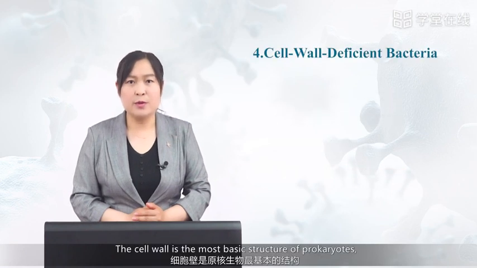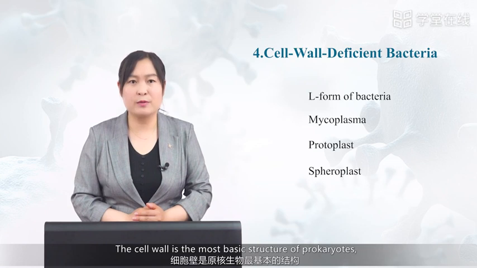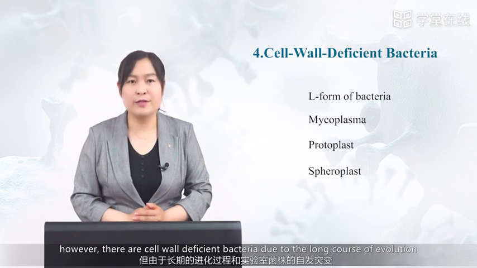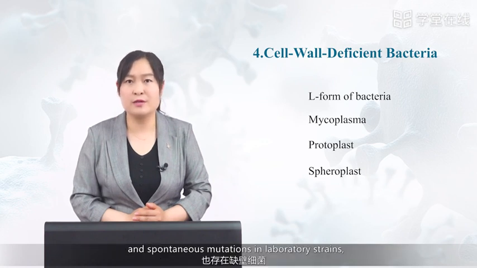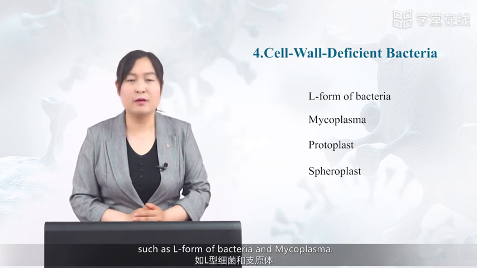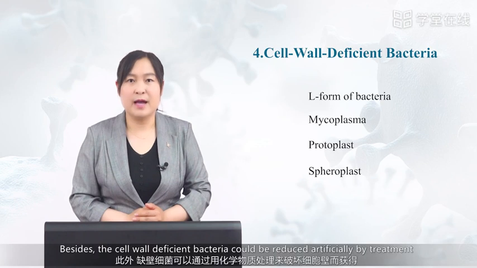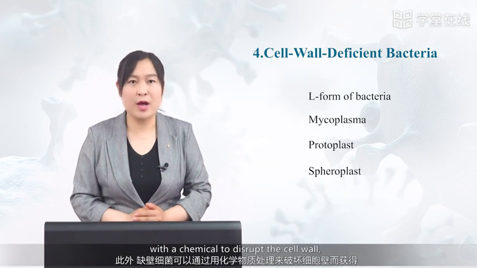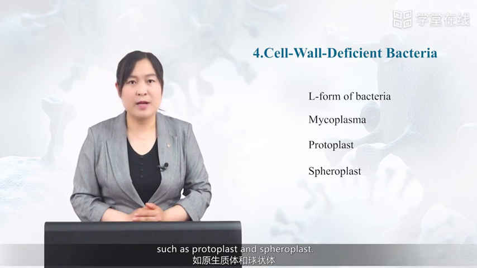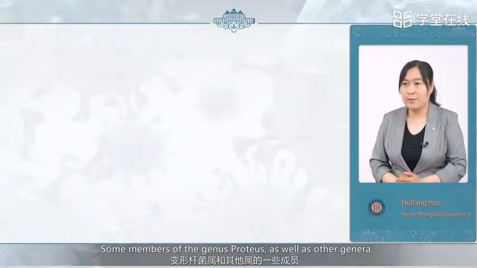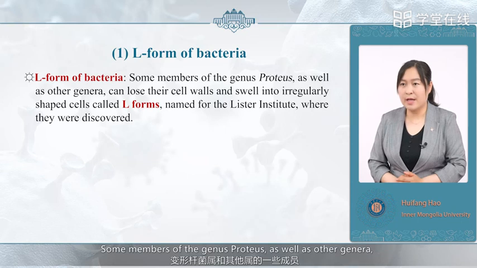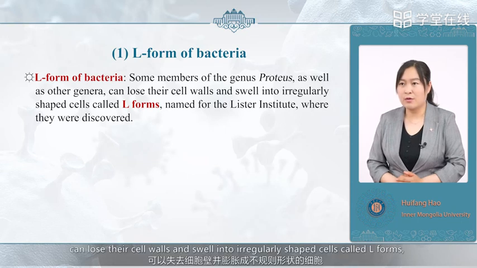The cell wall is the most basic structure of prokaryotes. However, there are cell wall deficient bacteria due to the long courses of evolution and spontaneous mutations in laboratory strains, such as L forms of bacteria and mycoplasma. Besides, cell wall deficient bacteria could be produced artificially by treatment with a chemical to disrupt the cell wall, such as protoplasts and spheroplasts.